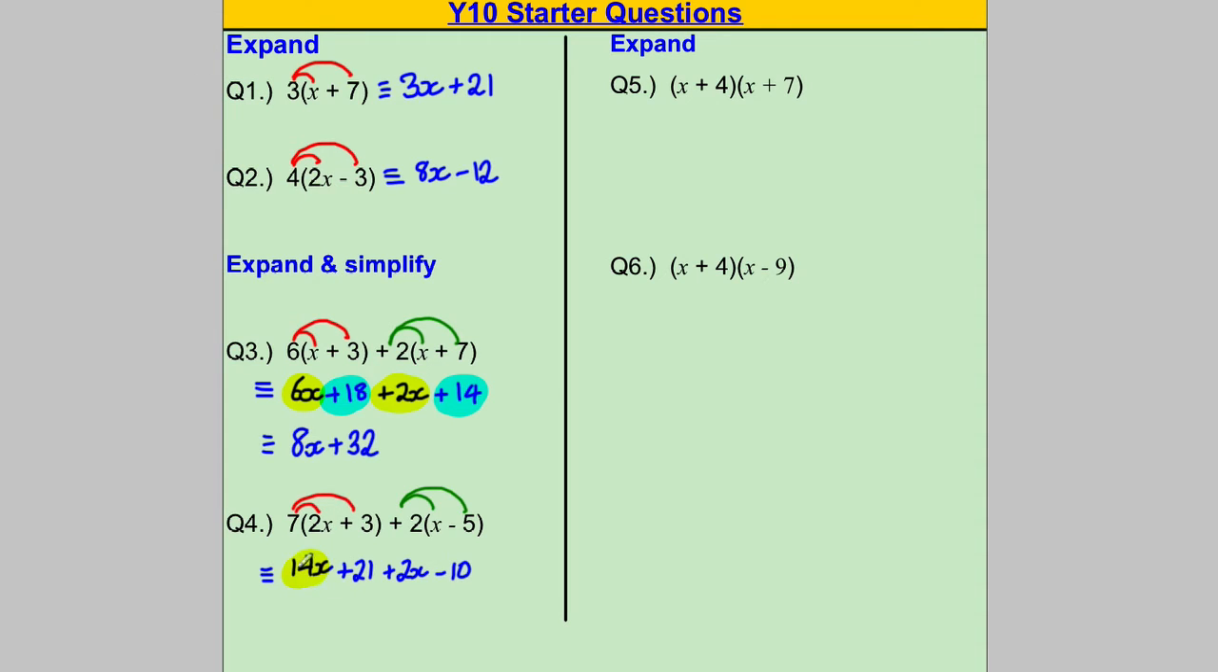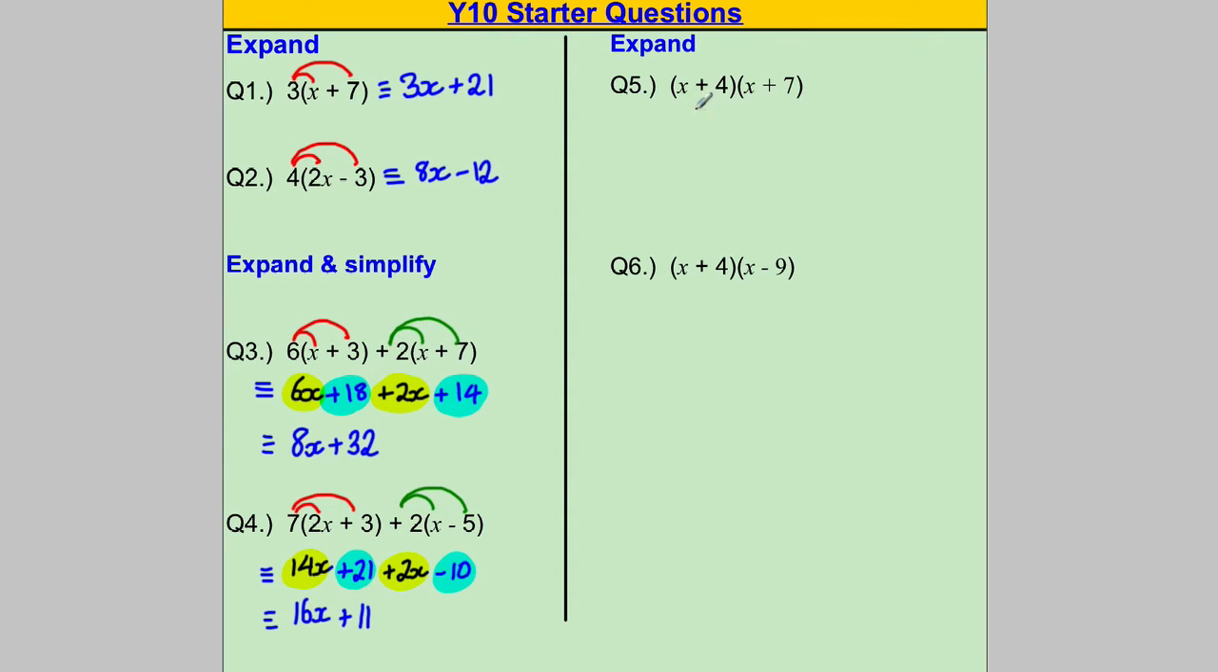So we've got positive 14x, positive 2x, and we're going to have ourselves positive 21, subtract 10. Okay, so remember to highlight the symbol in front of the number or expression. So what are we going to get here? We're going to get 14x add 2x is 16x. Positive 21 subtract 10 is just 21 subtract 10, which is positive 11.